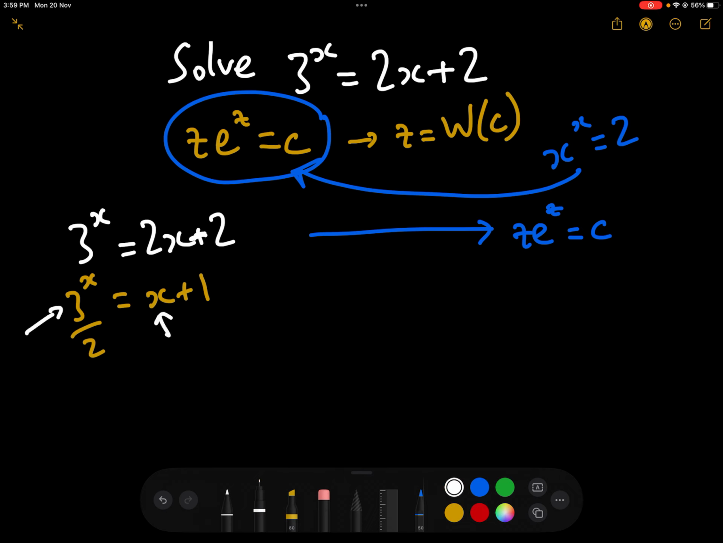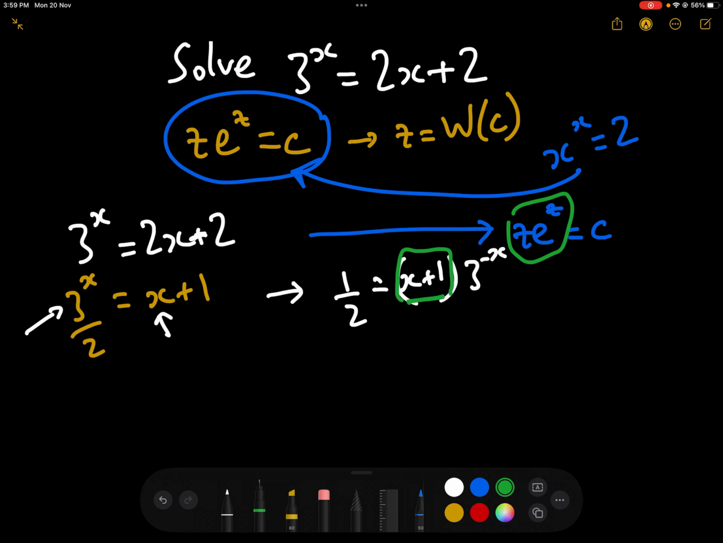Now, we need this 3 to the power of x and the x to be on the same side. So now let's just divide by 3 to the power of x, both sides, which gives us a half equals x plus 1 times 3 to the minus x. Okay, so what we need to do to get it into the form z e to the z equals c is we need this bit here and this bit here to be the same. Well, x plus 1 and minus x aren't exactly the same.